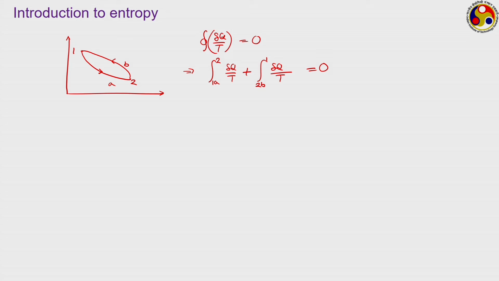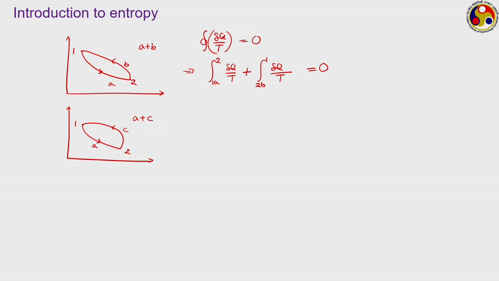Now, if we consider another cycle which is quite similar, again we have the same two endpoints 1 and 2 and the same process A, that is from 1 to 2 we are going following the same process A. However, during return we are taking a different route, something like this, C, which is again a reversible process. So, in the first case we had a reversible cycle comprising of A and B, in the second case we have a reversible cycle comprising of A and C.